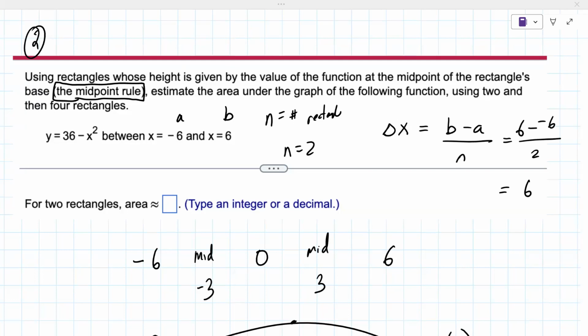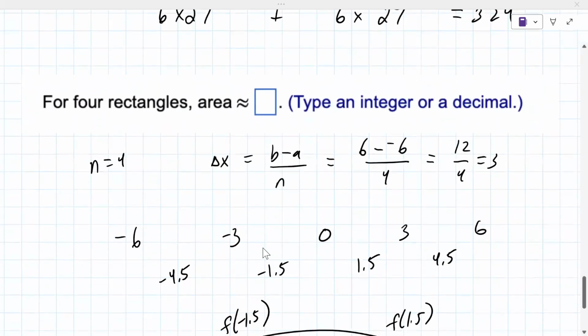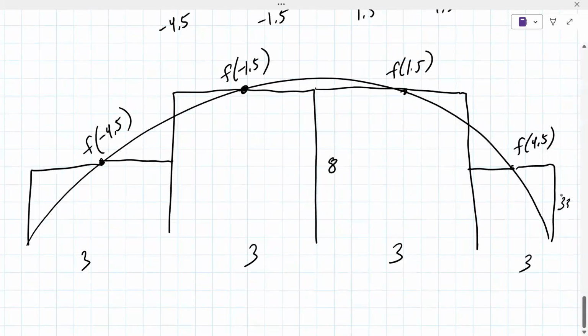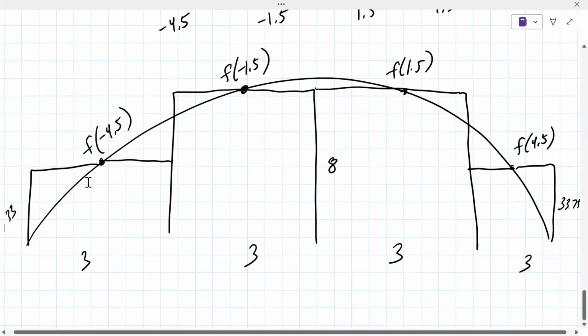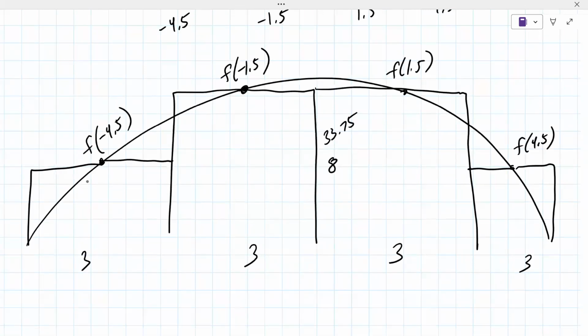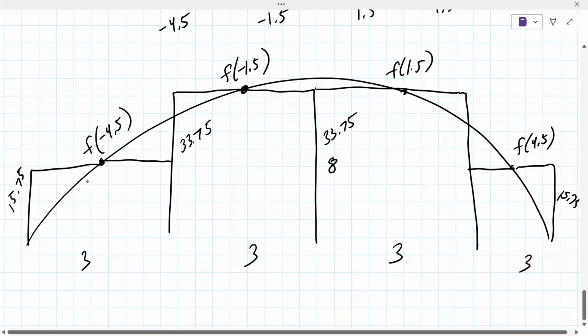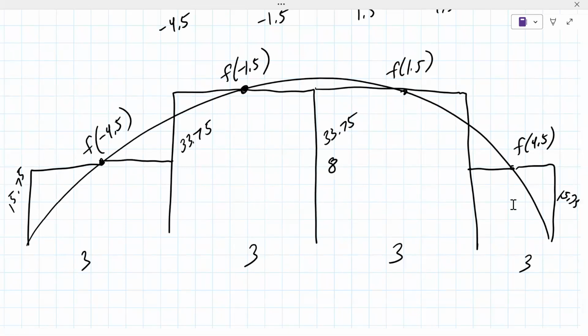So 33.75, that's the height of this one over here and this one over here, the 1.5. Yes, sorry, I was way off. There we go. Then 33.75, and 4.5 gives 15.75. Now you're just multiplying. You got 3 times 15.75, and then you double that for the other one. For the 15.75 doubled, it'd be 94.5.